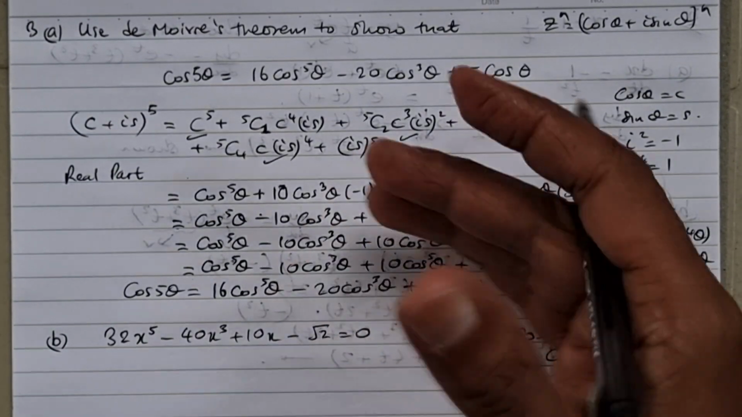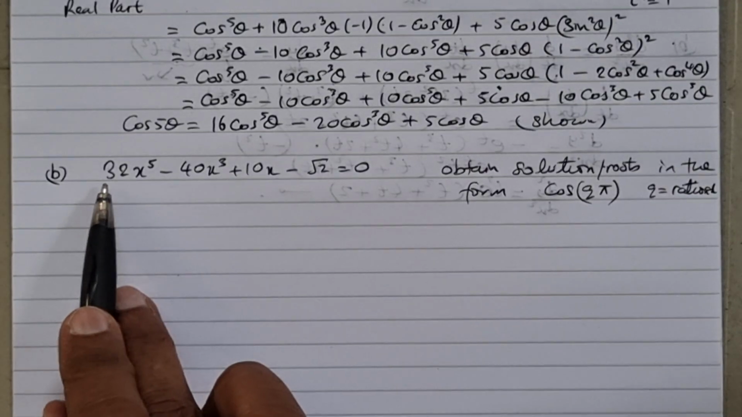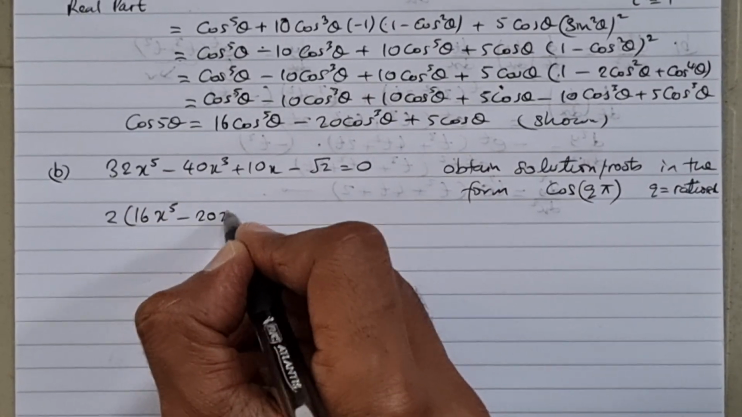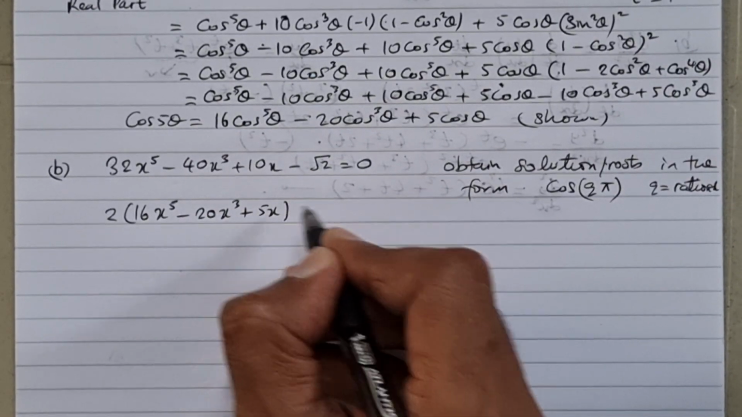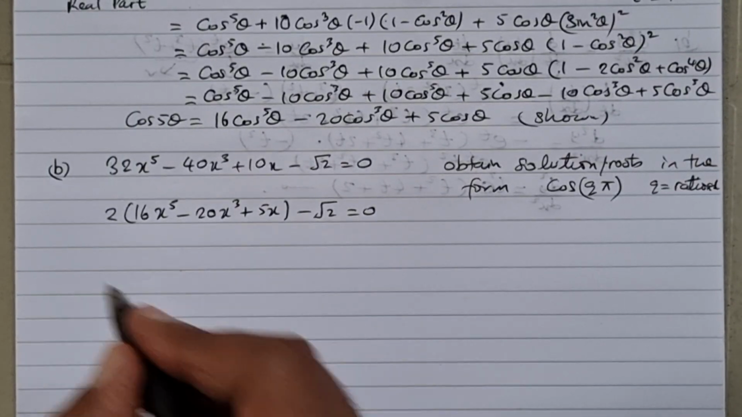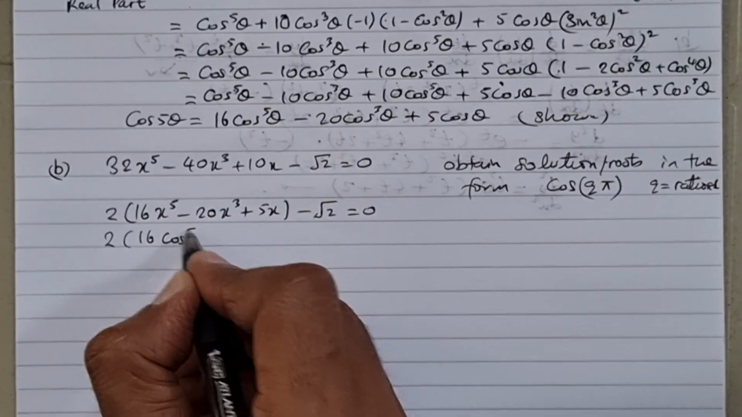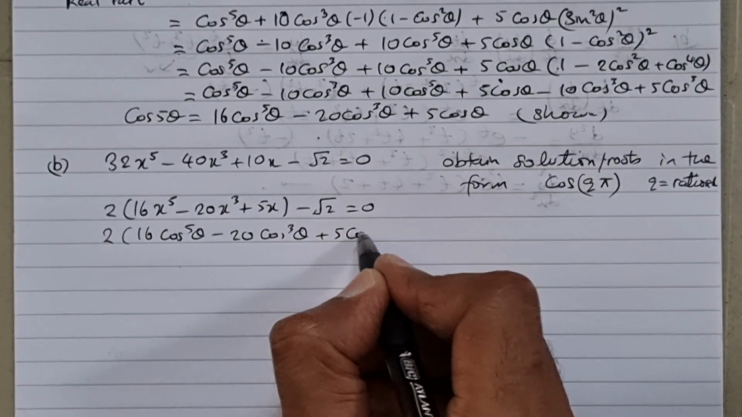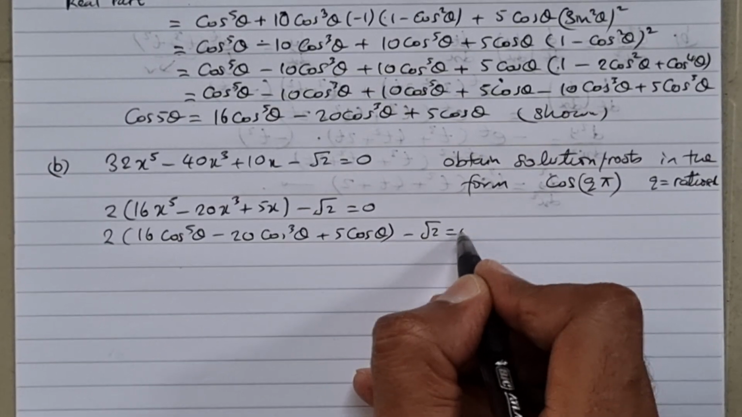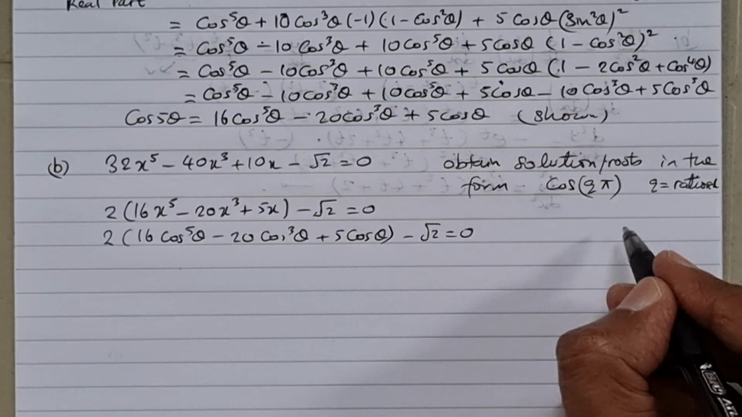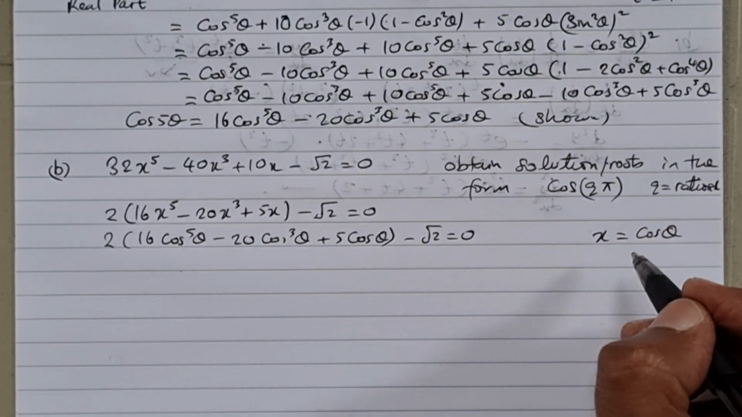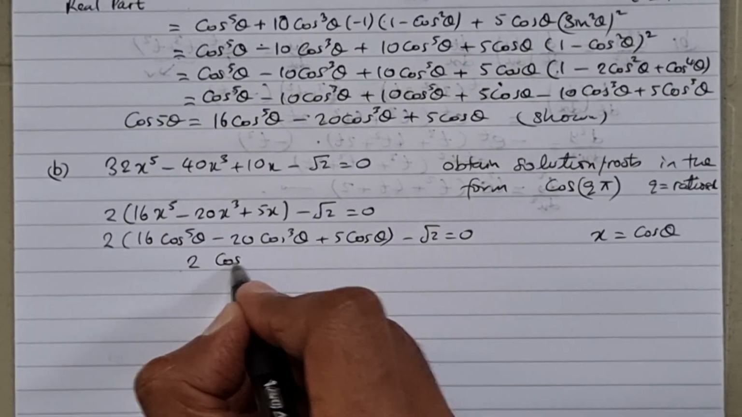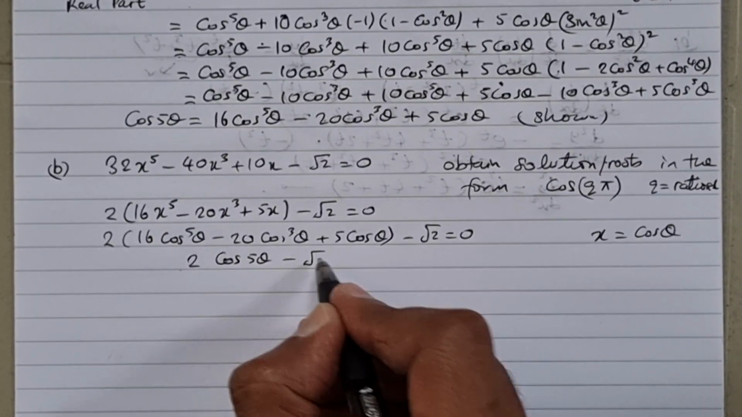And it says hence, so we're going to have to use the first part of the question. So what I have is this equation here. If I put 2 outside, I say 16x to the 5 minus 20x cubed plus 5x, and then minus the root of 2. This is similar to 16 cos to the 5 theta minus 20 cos cubed theta plus 5 cos of theta, and then minus the root of 2 is equal to 0. Cos of theta is equal to x, so we can say that x is equal to cos of theta. That's the solutions. But all of that over here is the same as cos of 5 theta, and that minus the root of 2 should give you 0.